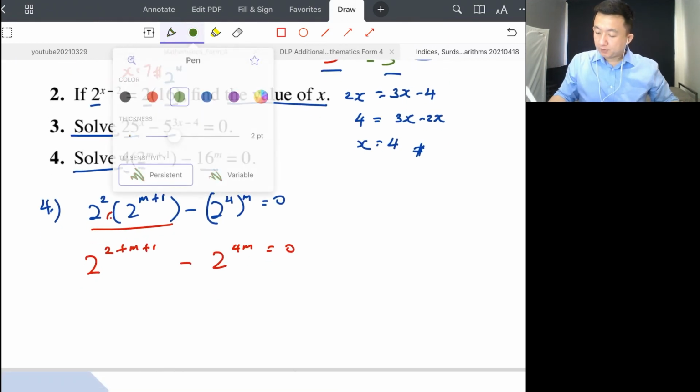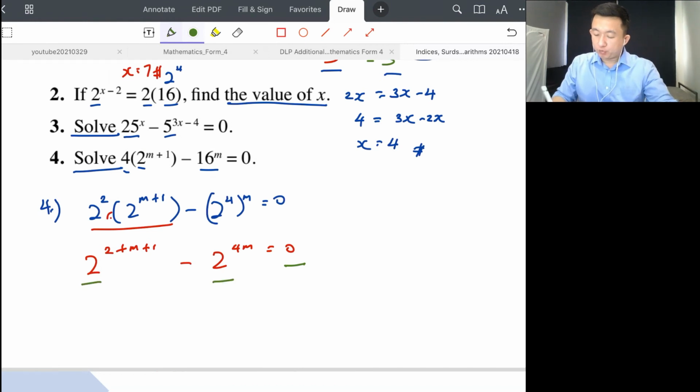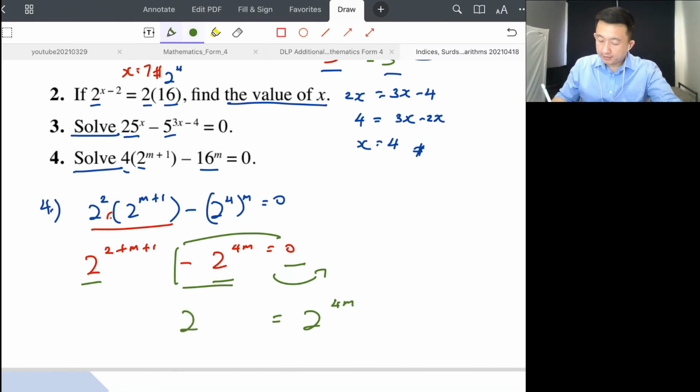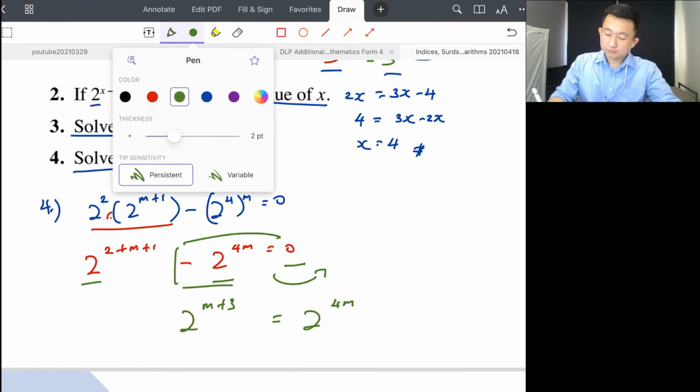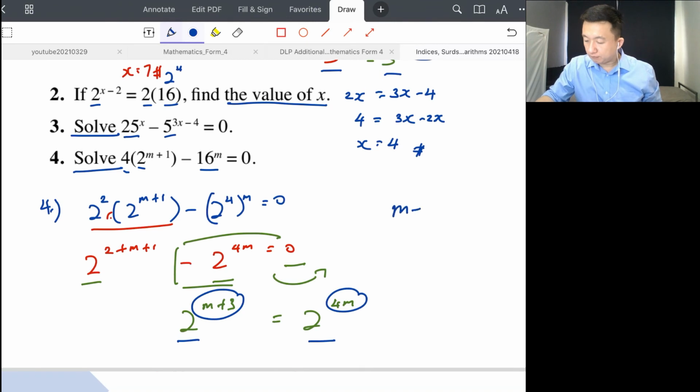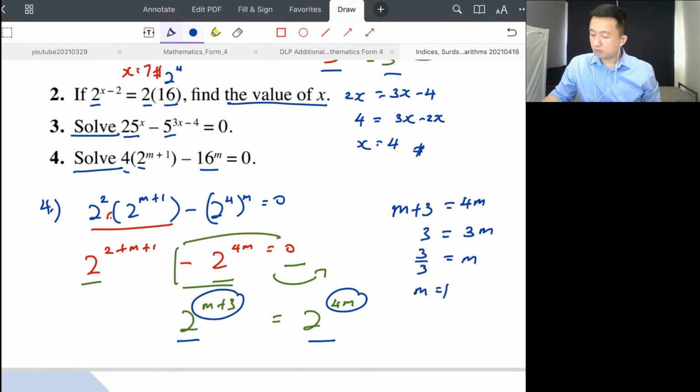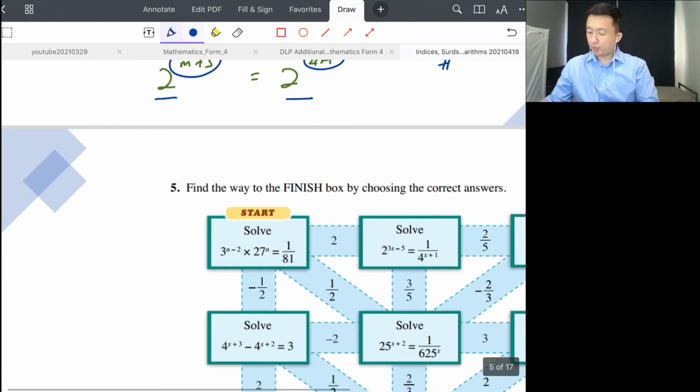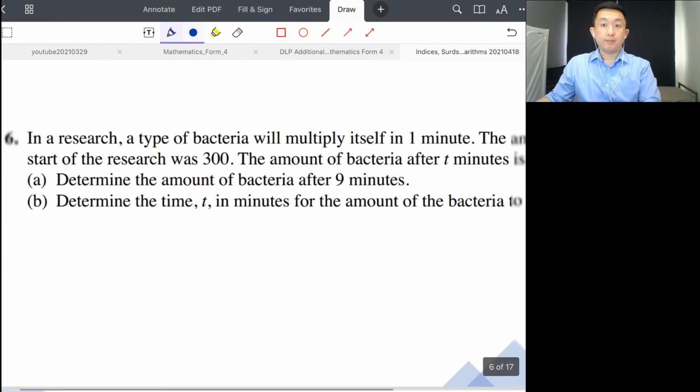Alright, so again, 0 here, same base. I'm going to move this one to this side. And here I have m plus 3. Same base, ignore. Look at the power. Okay, this is about solving. Simplifying the expressions. Solving, meaning finding the value of the unknown, and the last ones will be word problems.